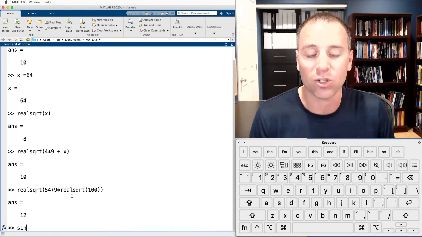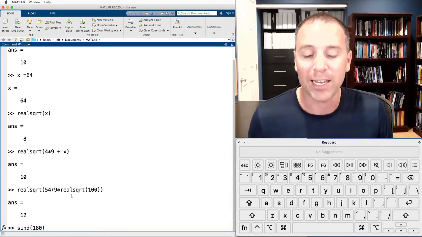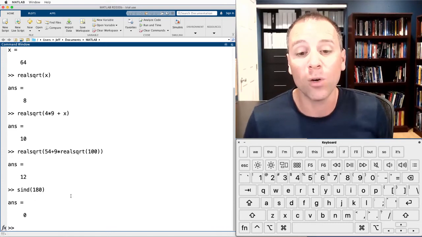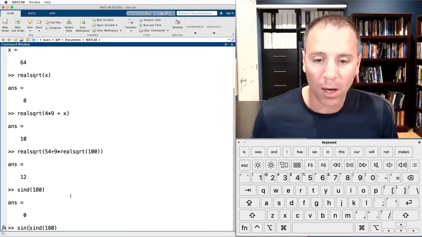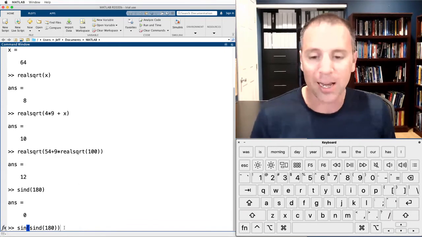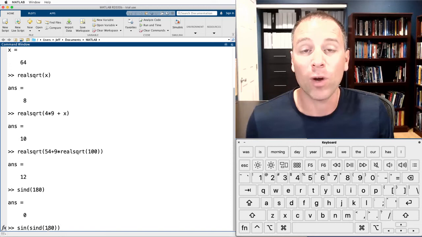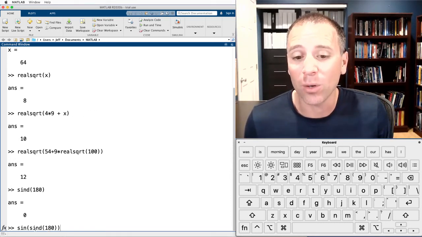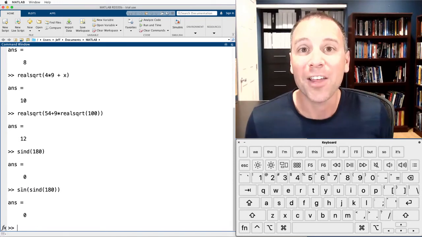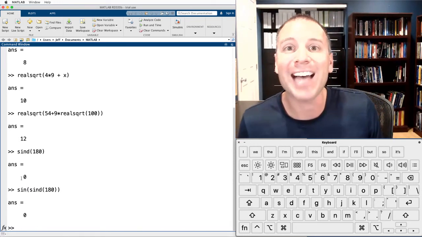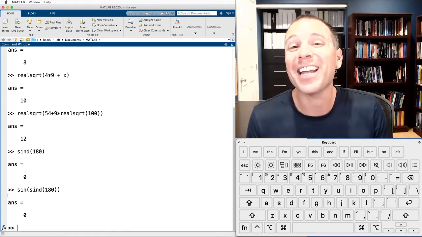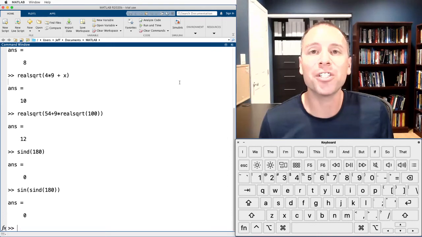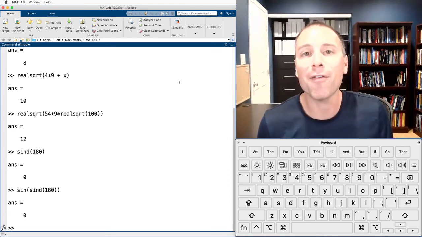Another example of this is let's try sind of 180. Remember we said that that was 0 previously in this video. What if I were to take the sine of sind of 180? So sind of 180 outputs 0. What is the sine of 0? Well, my guess is it's 0, which is exactly what we see. In other words, I can use the output of one function as the input of another function, with some special consideration having to do with data type. With that, we're going to conclude our introduction to using built-in or native MATLAB functions.